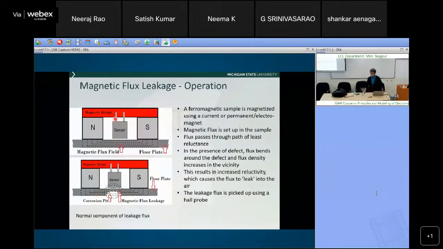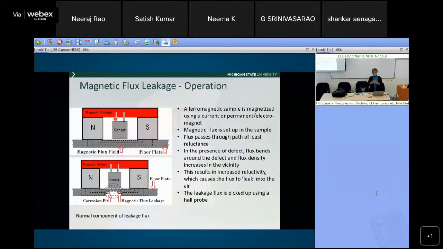So for ferromagnetic materials, if you look at the different steps, you first magnetize using a permanent magnet or electromagnet. You set up the magnetic flux. Flux passes through the path of least reluctance. In the presence of a defect, the flux will bend, will get scrunched up, and the flux density increases in the vicinity. Increased flux density means decreased permeability and increased reluctivity, and that causes the flux to leak into the air.